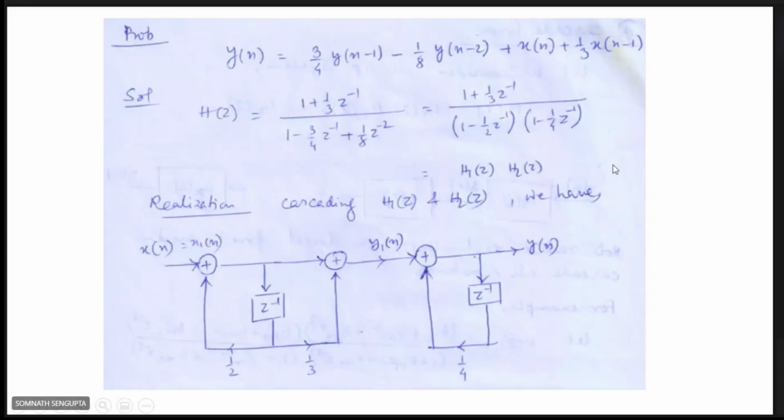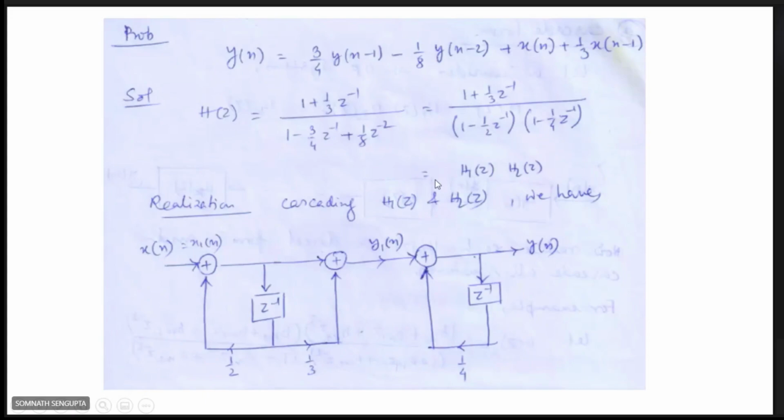H2(z) कितना है? Sir, 1 by 1 minus 1 by 4 z inverse. Yes, correct. So now once you have separated out H1 and H2 transfer functions, then individually you implement using direct form 2.